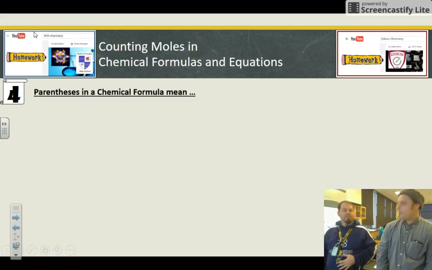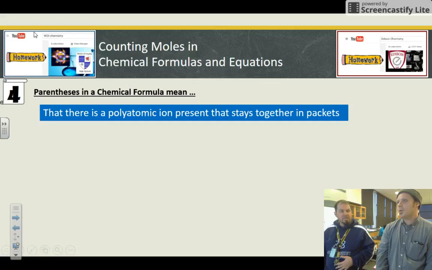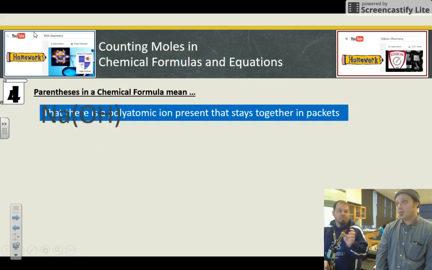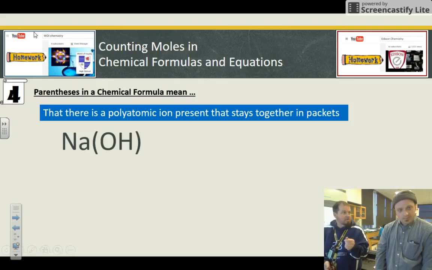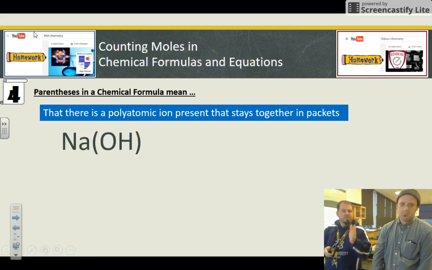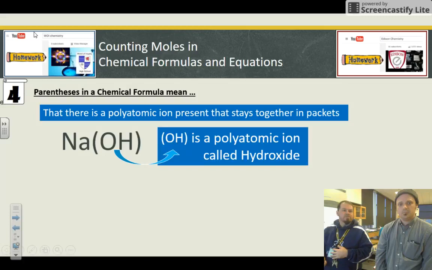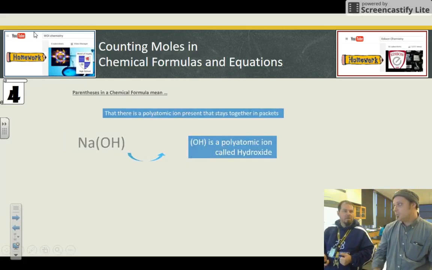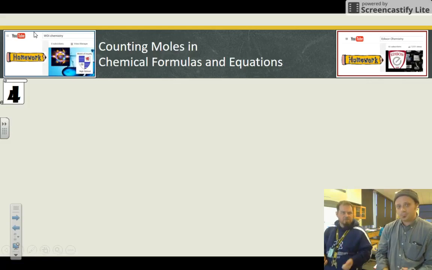Parentheses in a chemical formula mean that there's a polyatomic ion present that stays together in little packets. It doesn't break up. If you remember the POGL from last unit, the water in the sim was a good example that didn't break up. It doesn't dissociate, right? So this OH is going to stay together. OH is the polyatomic ion called hydroxide. How many of them are there? 1, in that particular equation.